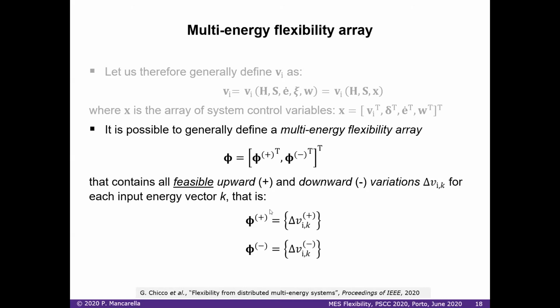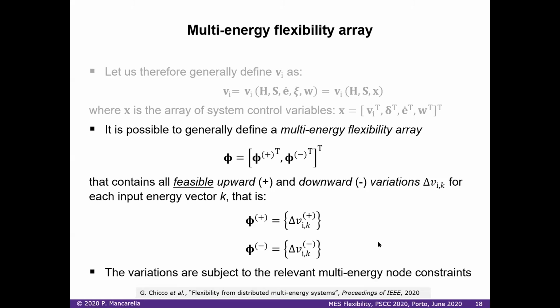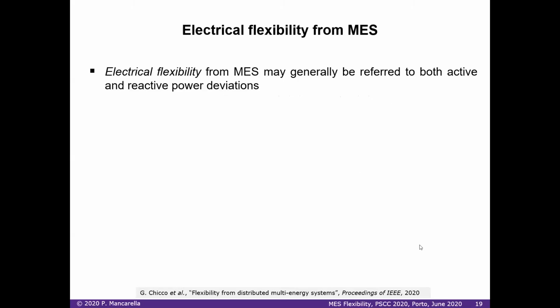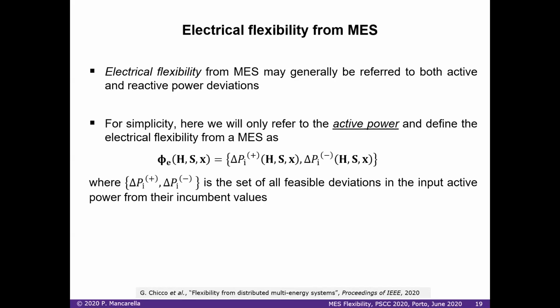So this concept of feasibility is key to identify the possible variation in the energy inputs. And as I put here, these variations are subject to relevant multi-energy node constraints that we have introduced before. Focusing in particular on electrical flexibility, I really wanted to be super precise. We could talk about both active and reactive power, but let's focus on the active power here.